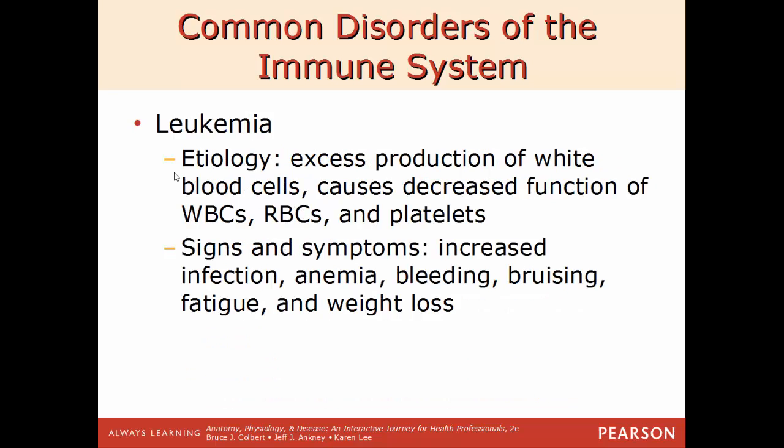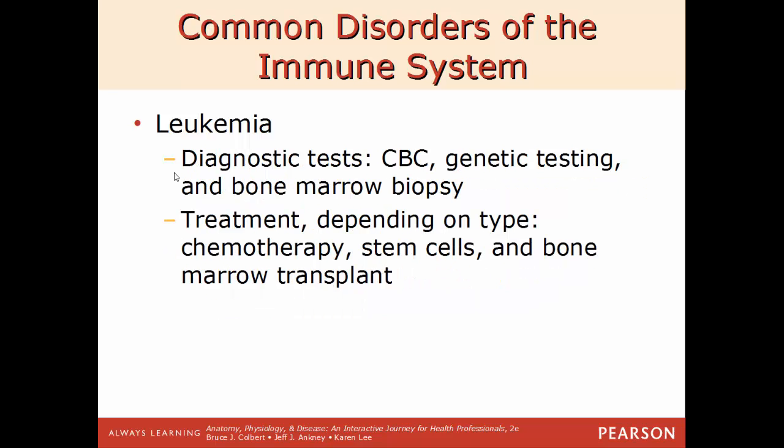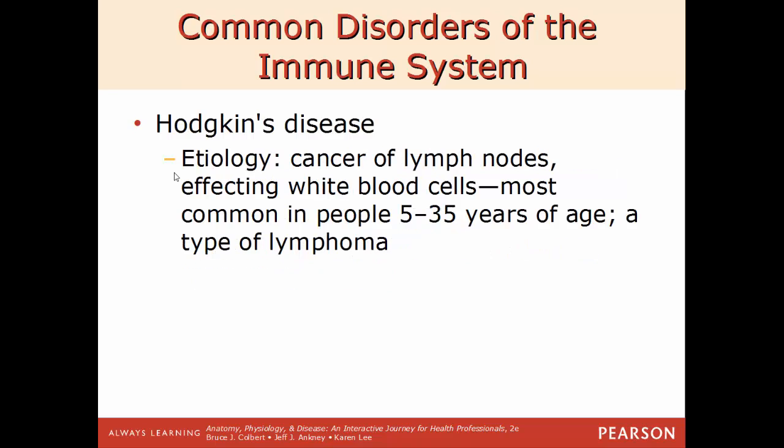Leukemia. Etiology is excess production of white blood cells, which causes a decreased function in white blood cells and red blood cells and platelets. Signs and symptoms: increased infections, anemia, bleeding, bruising, fatigue, weight loss. Diagnostic test: complete blood count, genetic testing, bone marrow biopsies. The treatment can depend on the type. It could be using stem cells, could be chemotherapy, could be bone marrow transplants.